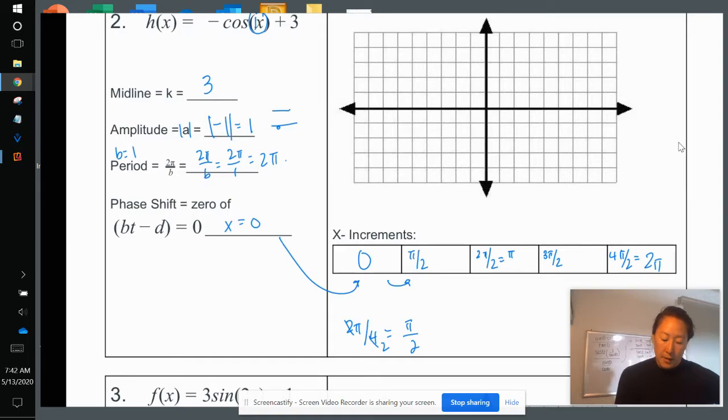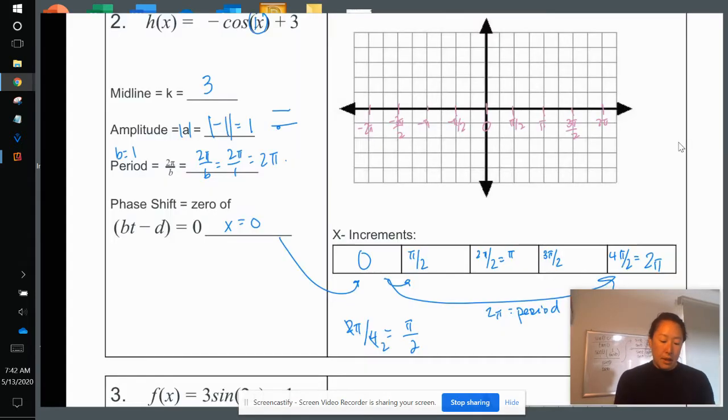I'm going to check the distance between 0 to 2 pi. That should match the period. Does that match the period? Yes. Okay, so this is a total distance of 2 pi, which is equal to the period. Okay, so again, we're going to graph in our little increments. So 0, pi over 2, or half pi, pi, 3 pi over 2, and 2 pi. Going backwards, negative pi over 2, negative pi, negative 3 pi over 2, and negative 2 pi.